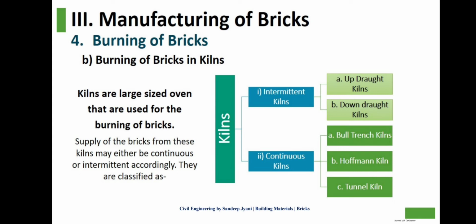Supply of the bricks from these kilns may either be continuous or intermittent. Accordingly, they are classified. Intermittent kilns are of two types: first, updraft kiln; second, downdraft kiln. And continuous kilns are of three types: first, Bull's trench kiln; second, Hoffman kiln; third, tunnel kiln.